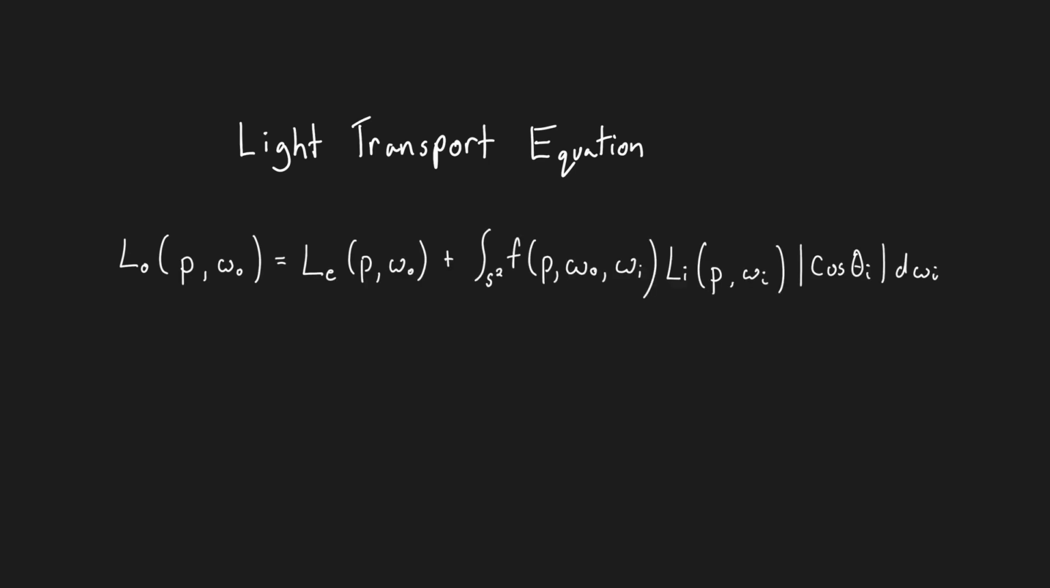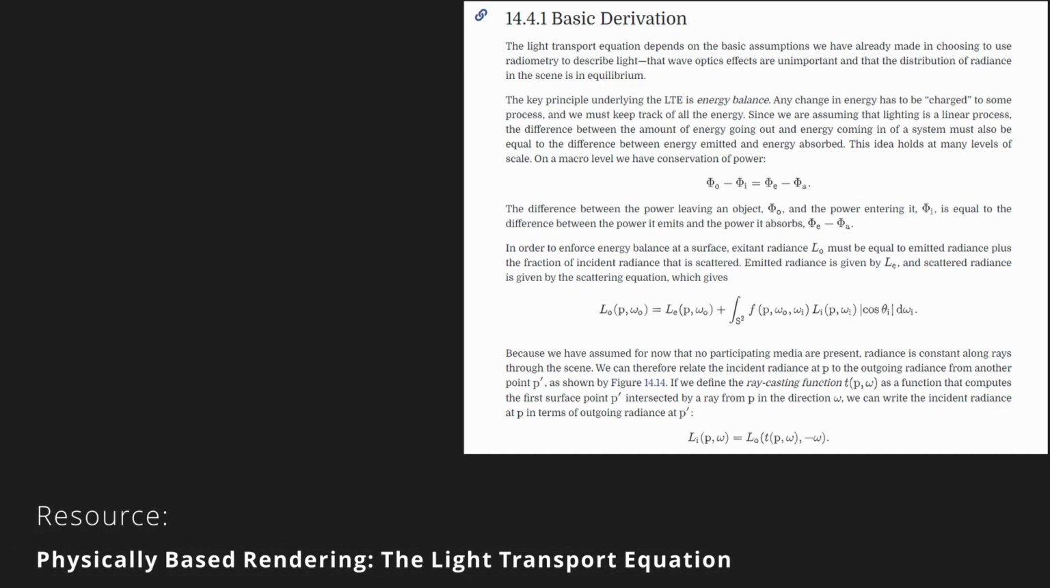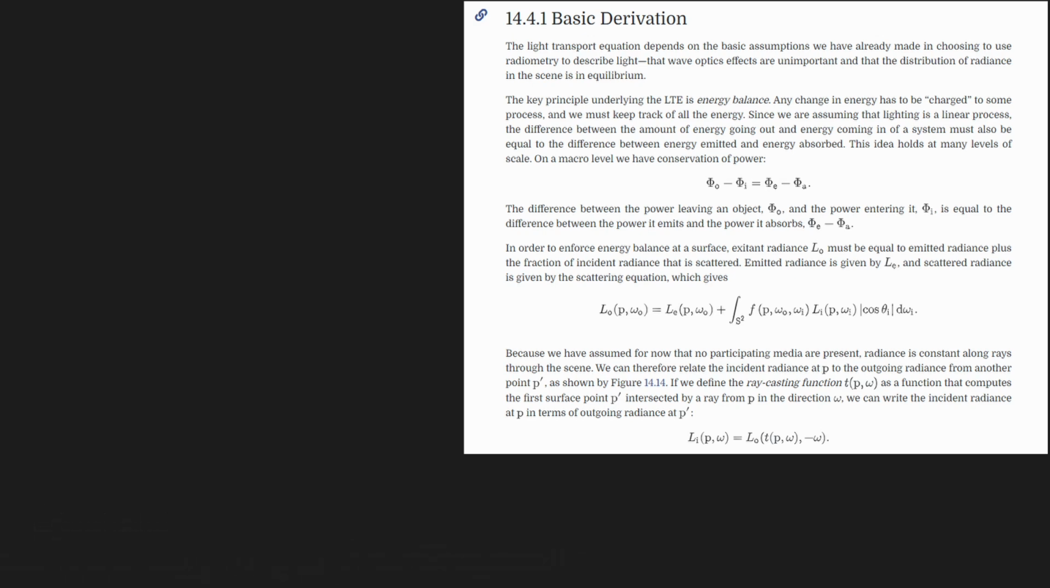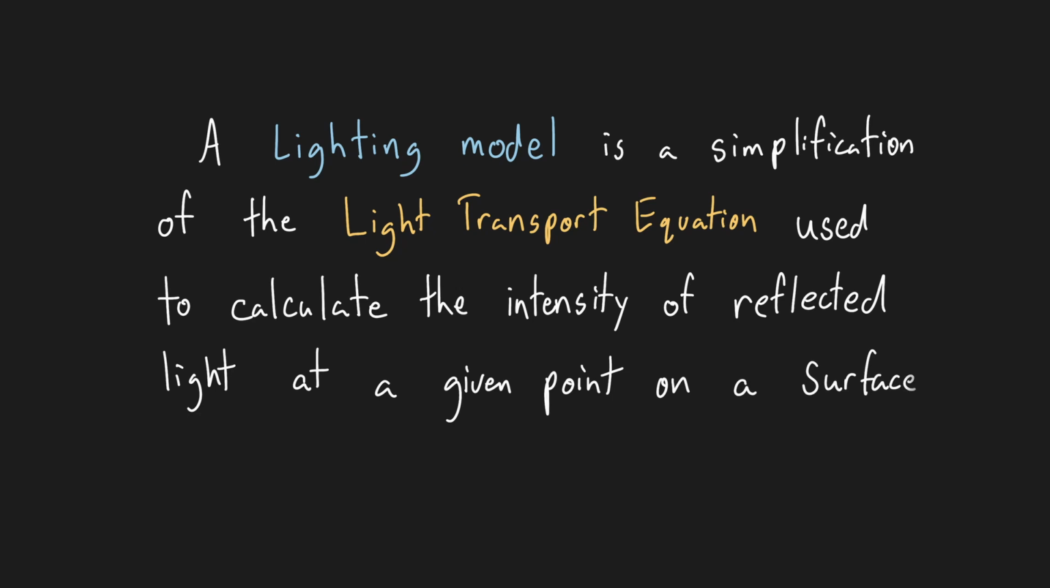A lighting model is a simplification of the light transport equation, which dictates how light energy distributes, reflects, and transports within a scene. This is a complex equation that can be very expensive to solve computationally. So instead, we often rely on lighting models, which only approximate the light transport equation, but are simpler to calculate and map well to graphics hardware.